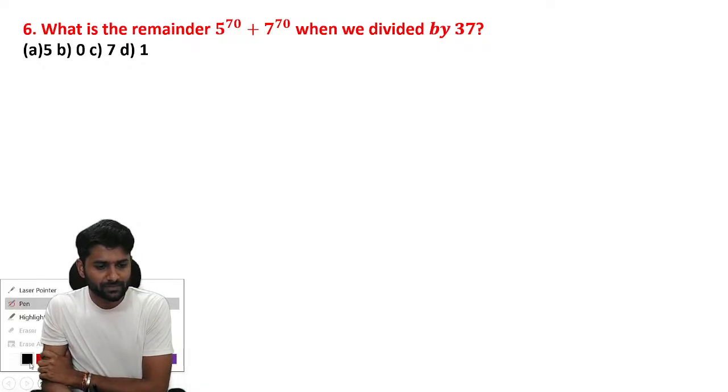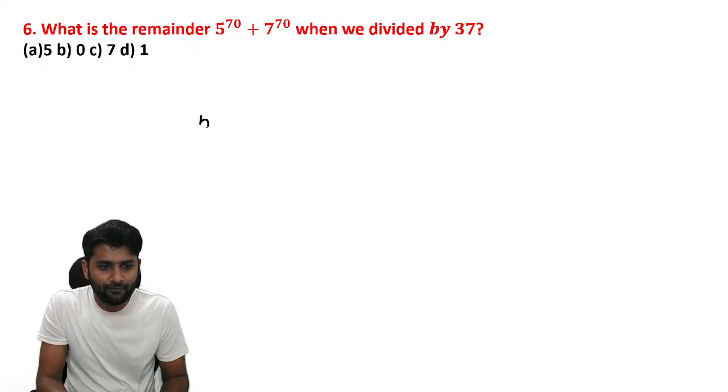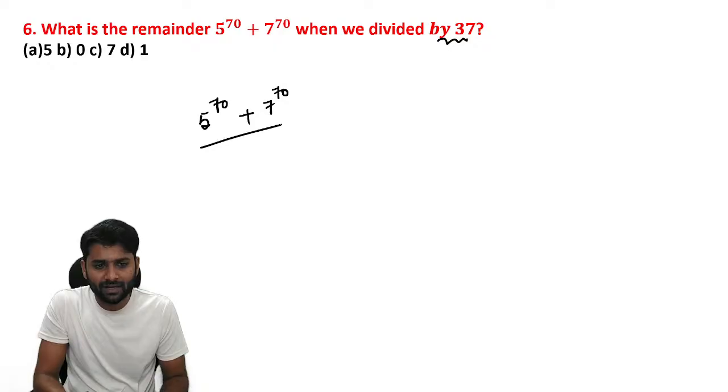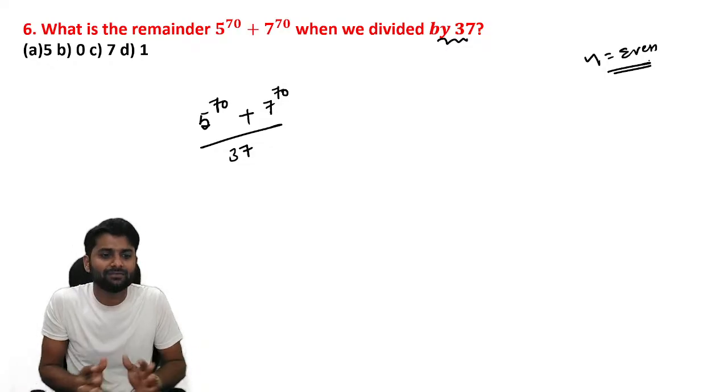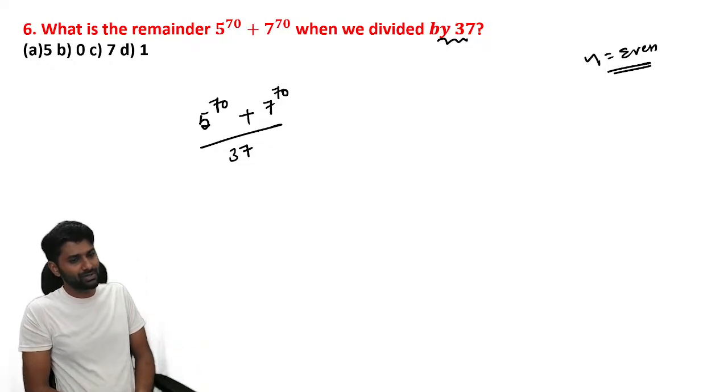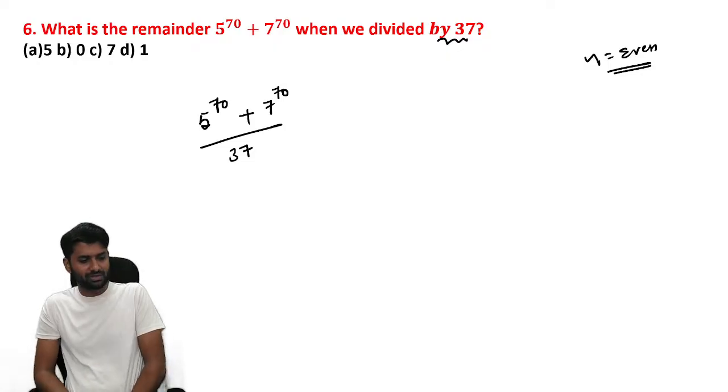Let's go through this question. What is the remainder if 5 power 70 plus 7 power 70 is divided by 37? I told you, if n is an even number, we can't solve it directly. You have to convert it. But how are you going to convert it? That's an important point in this question.